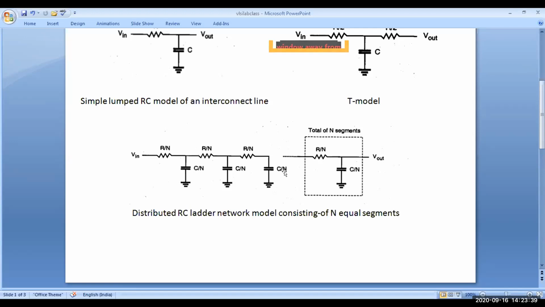71.2. How 71.2? 356 by 5. No, not 356. The total lumped capacitance for both the segments was 356. But for individual, you have to calculate parallel plate plus the fringe for one. That means 66 plus 46.